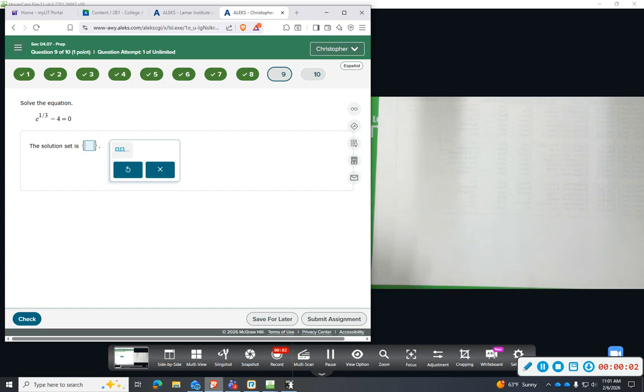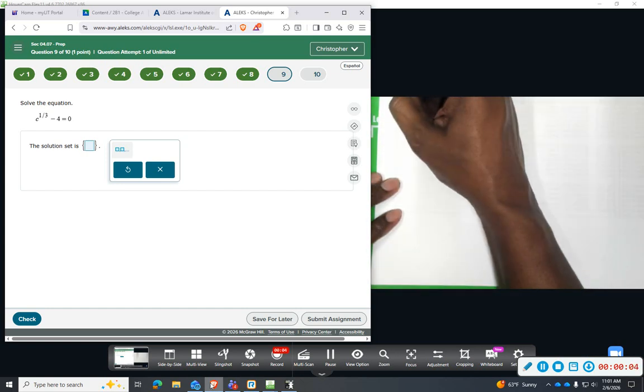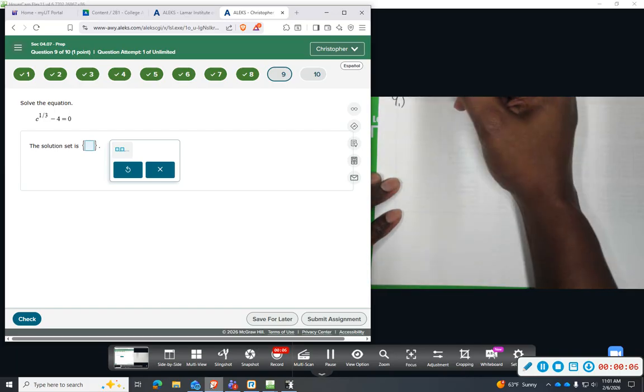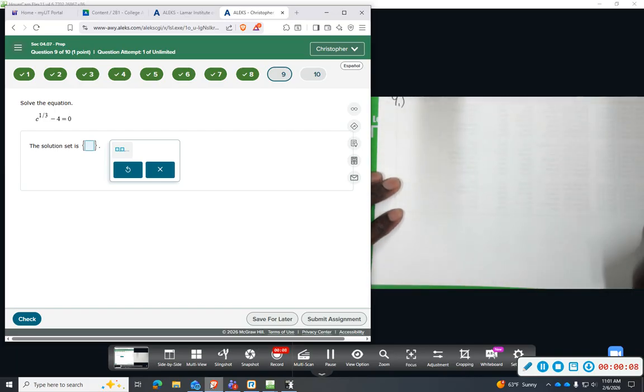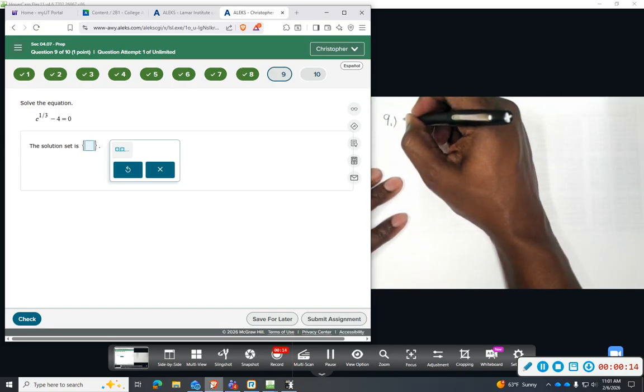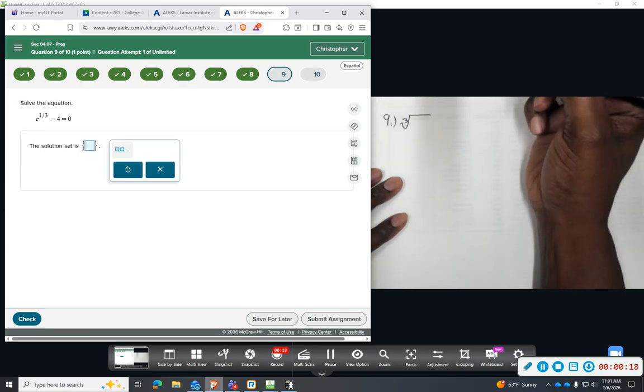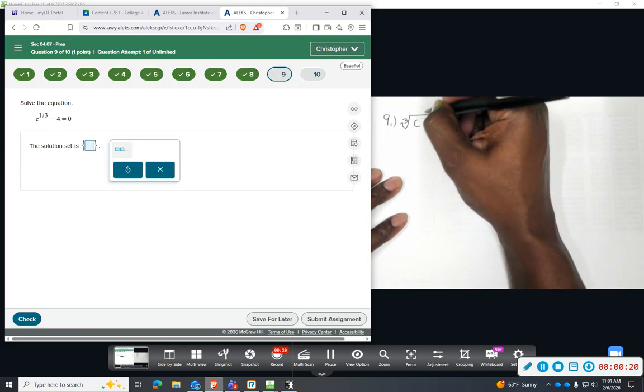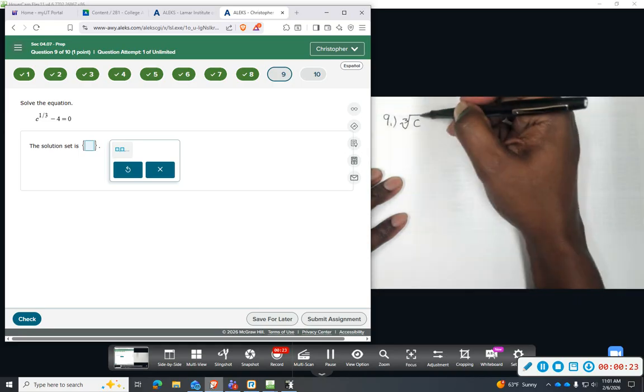All right, number 9, we're going to solve the equation. Now the rational exponent, I'm going to write it as a radical. So the 1/3 power, that division by 3 is my radical, just so it looks a little bit better. And c is raised to the first, understood to be a 1. I don't need to write the 1.